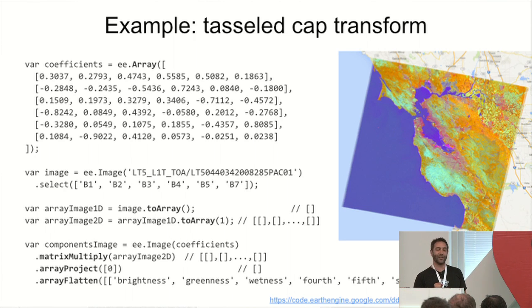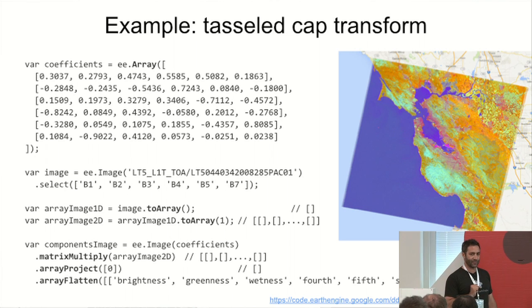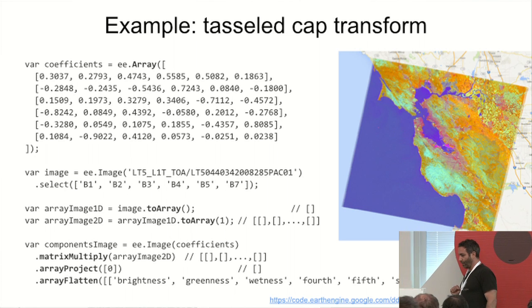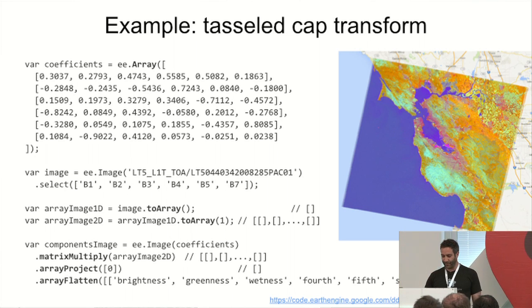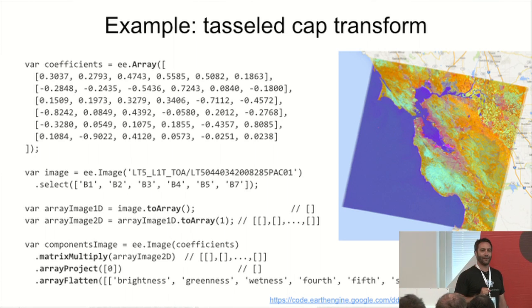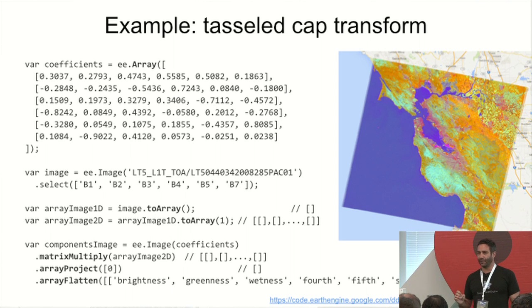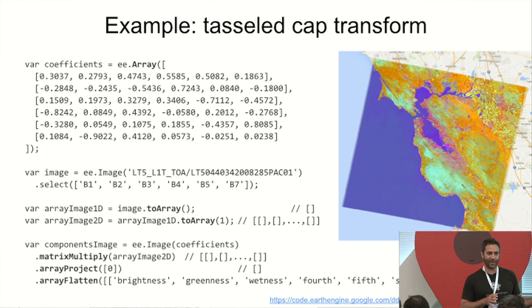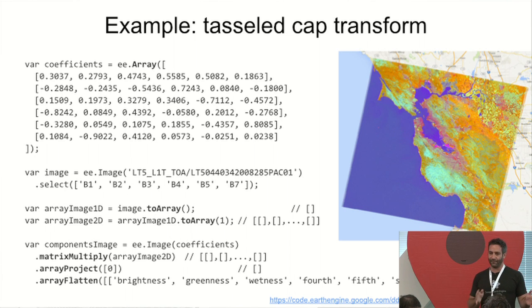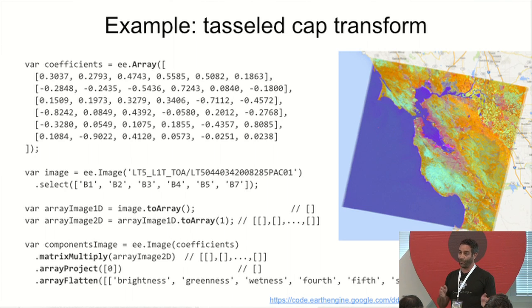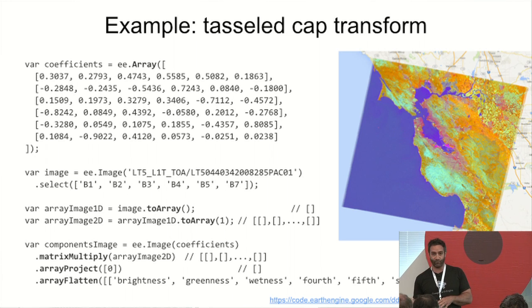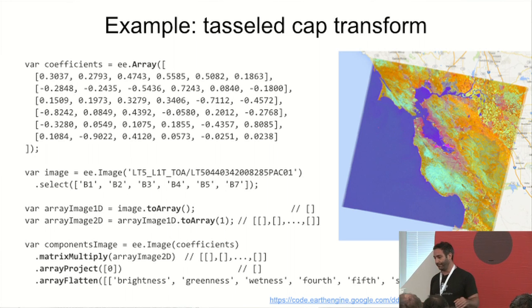So now we have our image, and we select 6 bands. And what we want to do is multiply the image by the matrix. In order to multiply an image by a 6 by 6 matrix, we have to convert the image into a 6 by 1 array image before we can do that. A length 6 vector will not work.